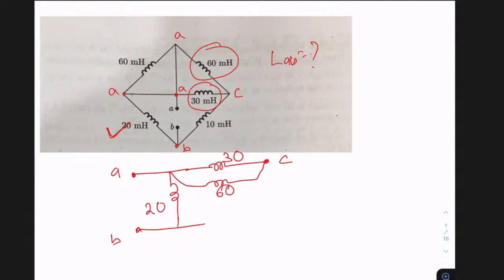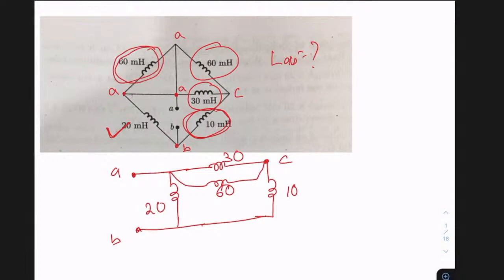And where is this 10 connected? This 10 is connected between B and C, so this is your B and this is your C. This is 10 millihenry. So how many inductors are there? 5 inductors are there, and 4 I have drawn. And this 60 is between A and A, so it is shorted only. You don't get anything from this.